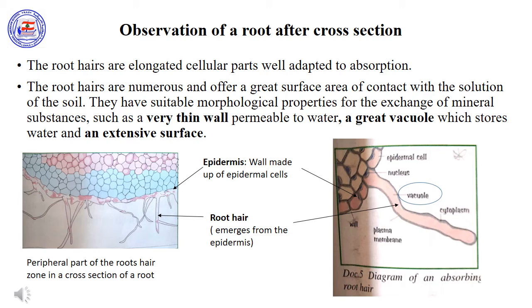Please look at the cross section of a root. As we can see, the root hairs emerge from the epidermis. Can you see this wall? This wall is called the epidermis. It is made up of epidermal cells, and from this, root hairs emerge. One of the major characteristics of the root hair is that it is made up of a large vacuole which stores the water and a thin wall. So please, you should memorize these characteristics: thin wall, a big vacuole, and an extensive surface.